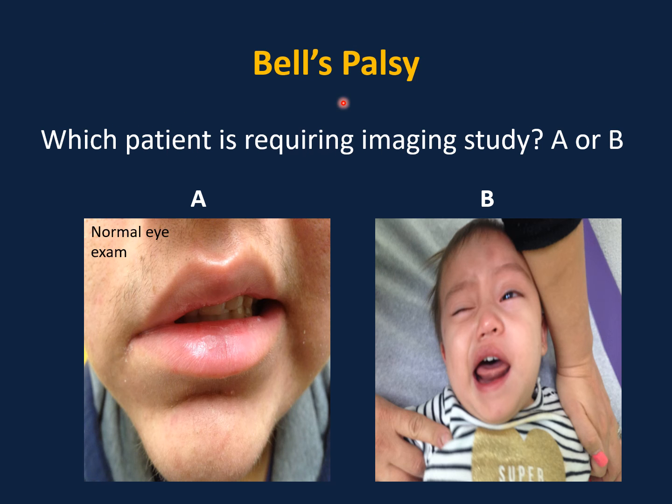Let's take a break with this case. This is a case of Bell's palsy. Which patient is requiring imaging study, A or B? Which one is upper motor neuron? Which one is lower motor neuron? Which side is affected? This patient, just to give you more information, the eye exam is normal.